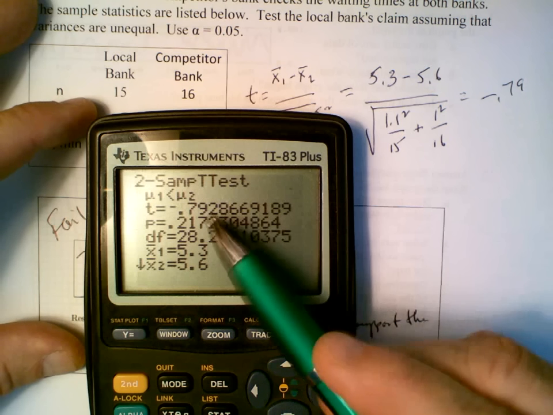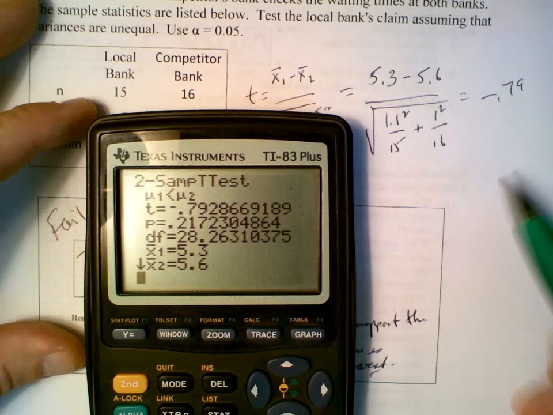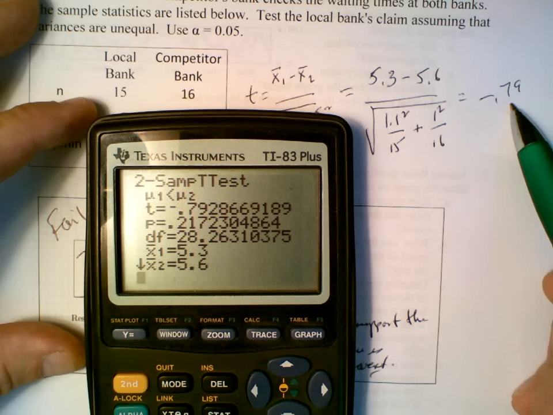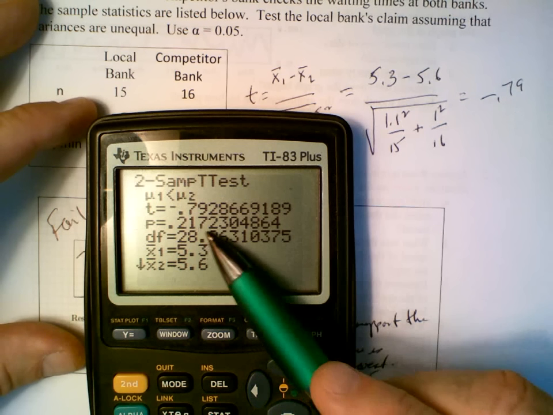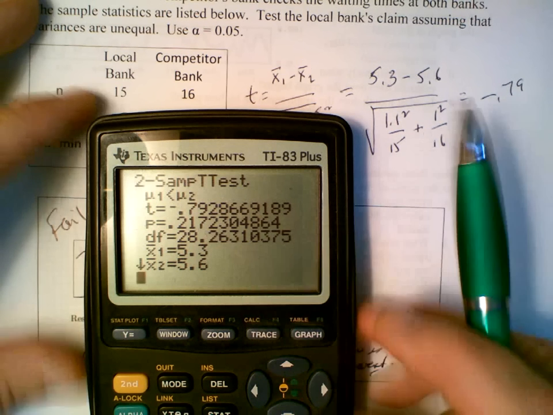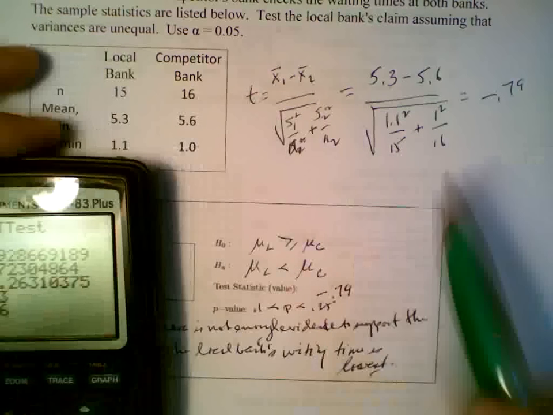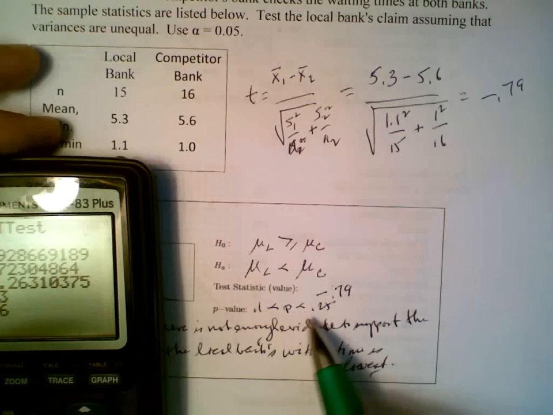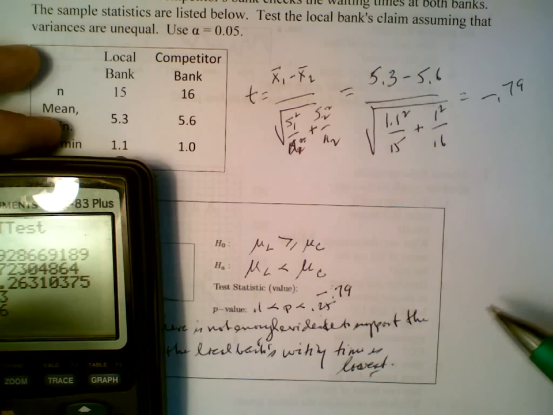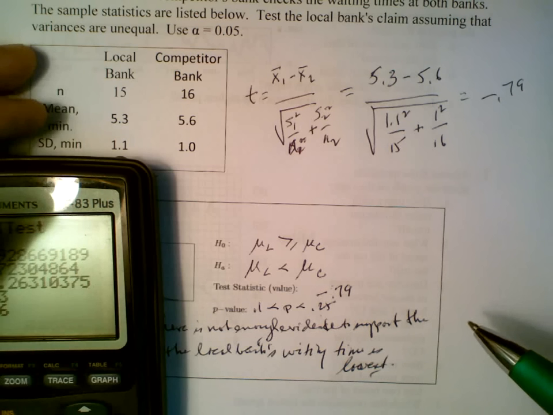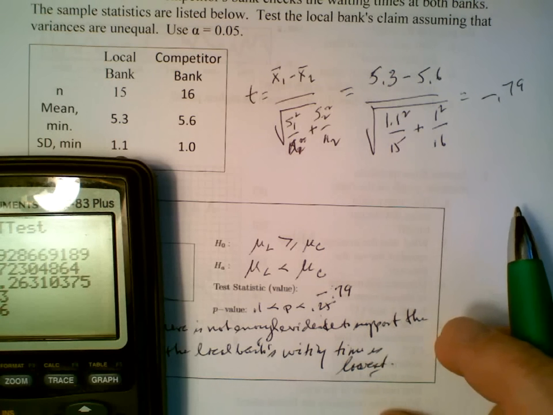And we get minus 0.792. Well, that's pretty darn good, okay? And we get 0.2172. That is about 22%, and that is, look at here, that's right, that's between 0.1 and 0.25. So our calculator verifies that we've done the problem correctly.